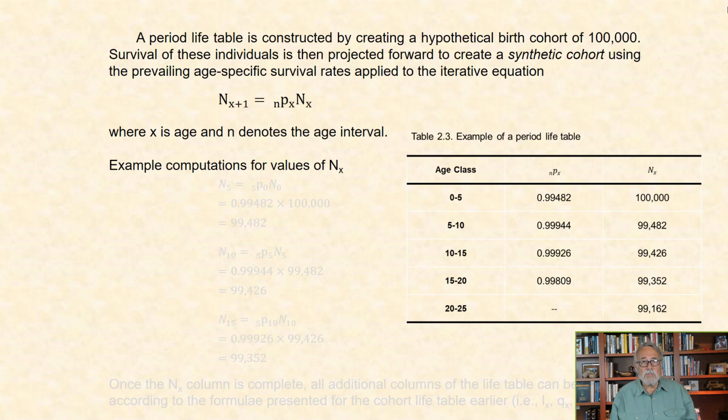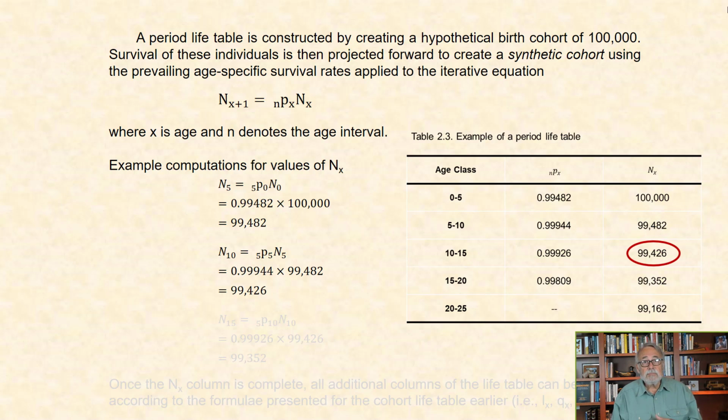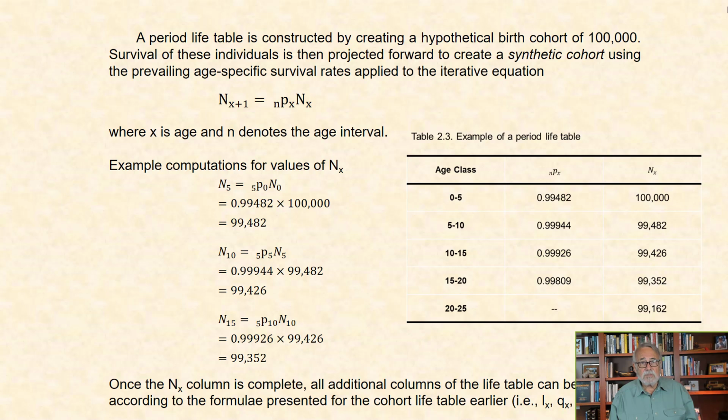Thus, survival from 0 to 5 is given as 0.99482 times 100,000 or 99,482. Survival from 5 to 10 is given as the product of 0.99944 and 99,482 or 99,426, and so forth. Once the nx column is complete, all additional columns of the life table can be completed according to the formula presented for the cohort life table earlier. That is, the parameters lx, qx, dx, and ex.